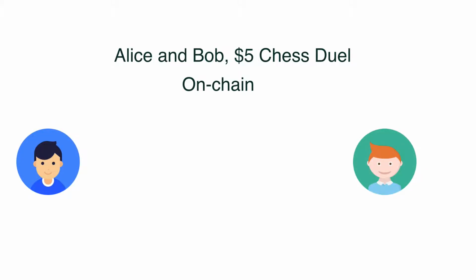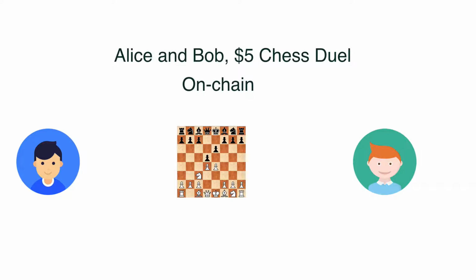Alice and Bob show up, and one of them deploys the chess game contract directly on the blockchain. And both of them put $5 in this smart contract, right? And then they start to play. Alice makes the first move.